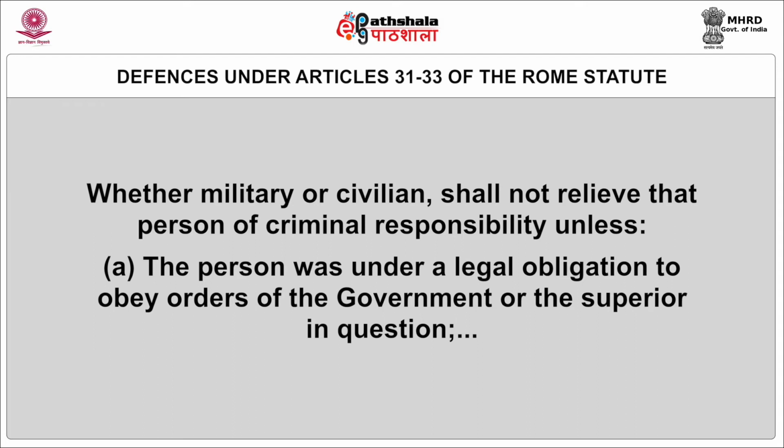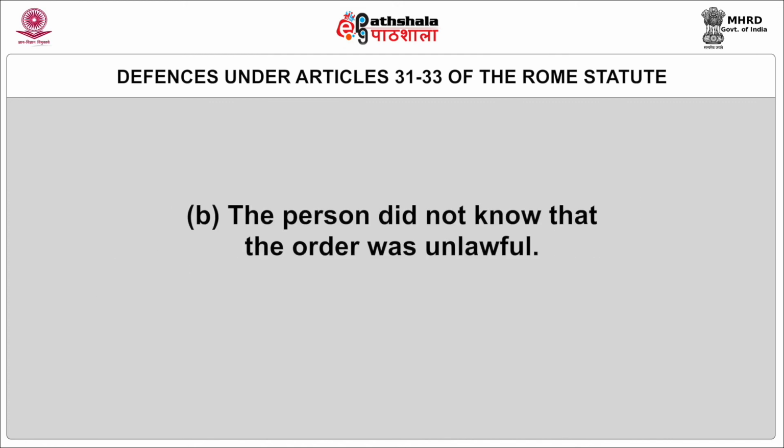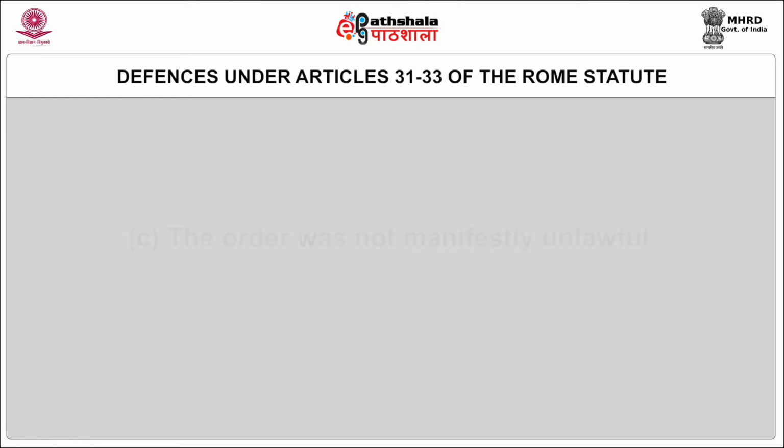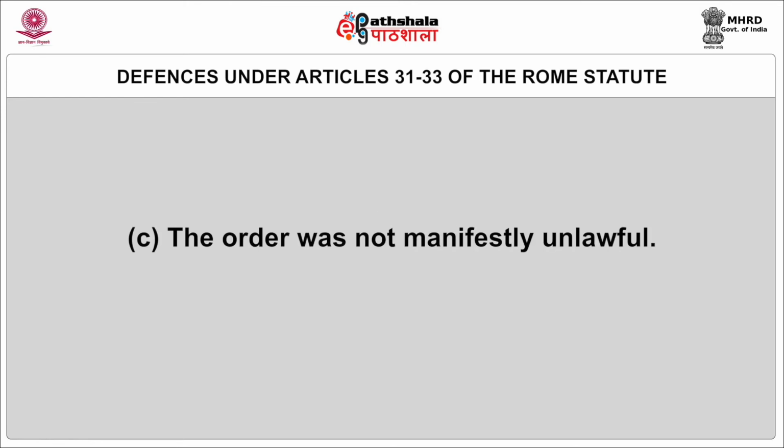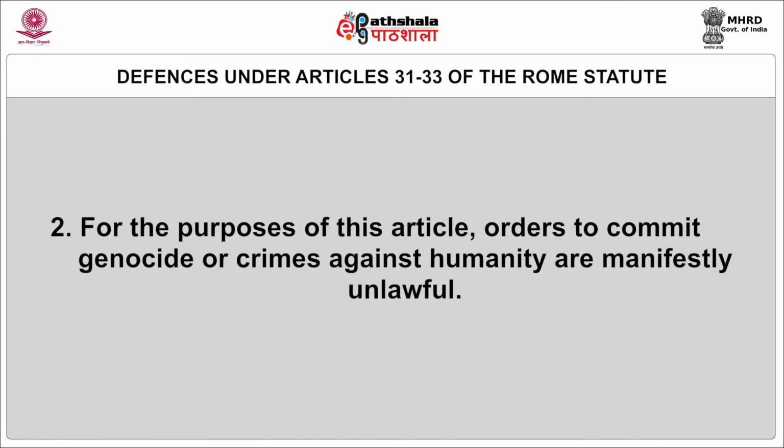a. the person was under a legal obligation to obey orders of the government or the superior in question, and b. the person did not know that the order was unlawful, and c. the order was not manifestly unlawful. Clause 2. For the purposes of this article, orders to commit genocide or crimes against humanity are to be considered manifestly unlawful orders.